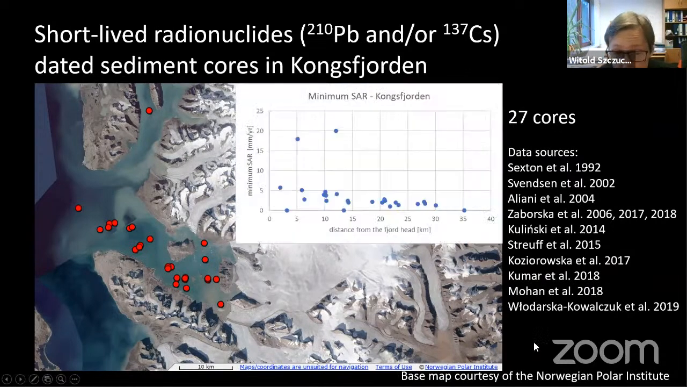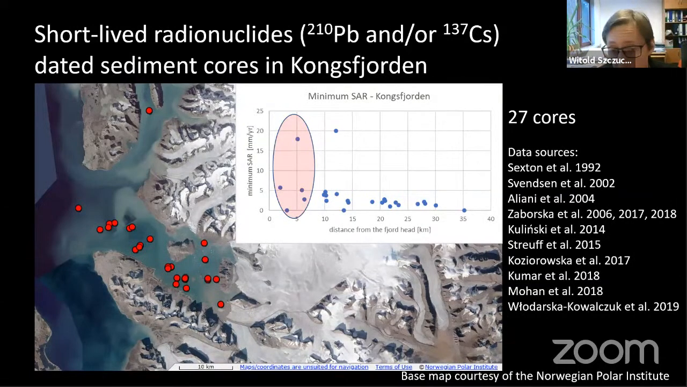And if we have a look at the sediment accumulation rates which are provided, you may see a decrease in sediment accumulation rate with distance from the fjord head, which is quite obvious and expected. But in principle, the sediment accumulation rates are not very high. They are in the order of 1 to 4.5 millimeters per year, except some sites which are closer to the glacier front. And here I need to make an important note.